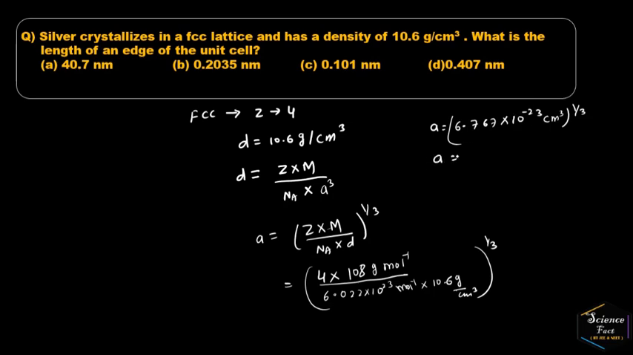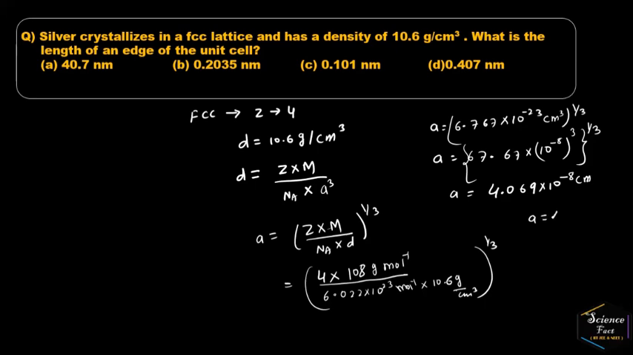Finally, we can write 67.67 into 10 raised to the power minus 8 to the power 3, and whole power is equal to 1 by 3. Finally, we will get edge length, that is equal to 4.0693 into 10 raised to the power minus 8 centimeter.